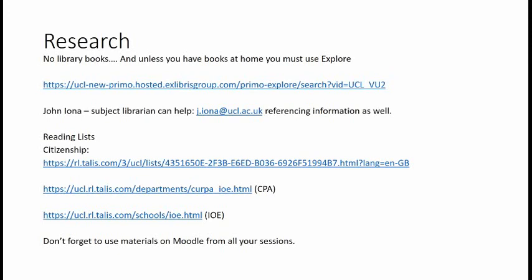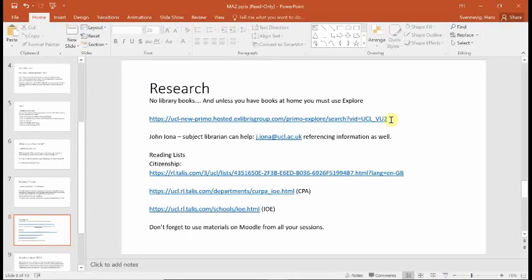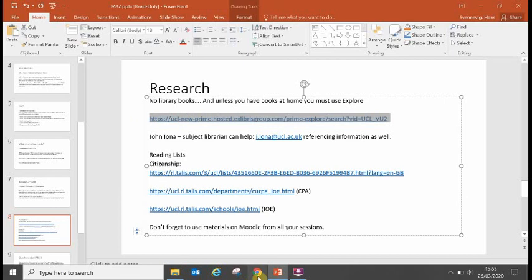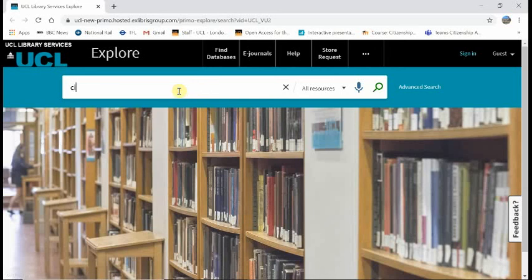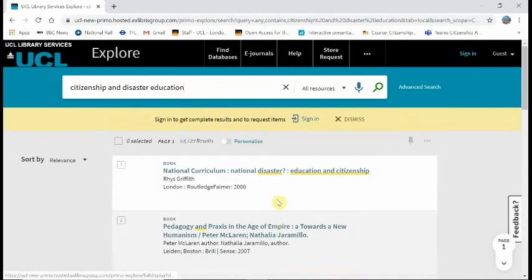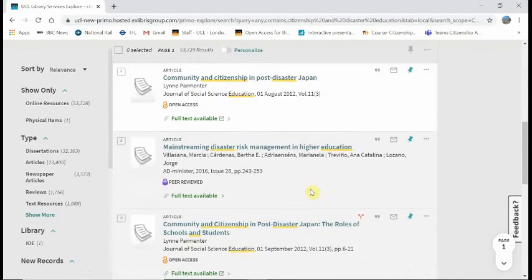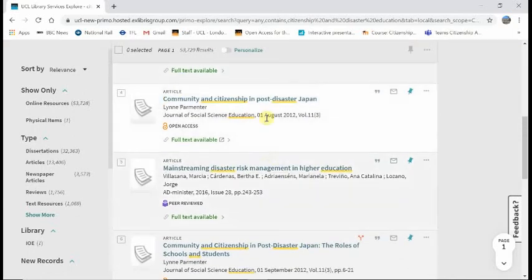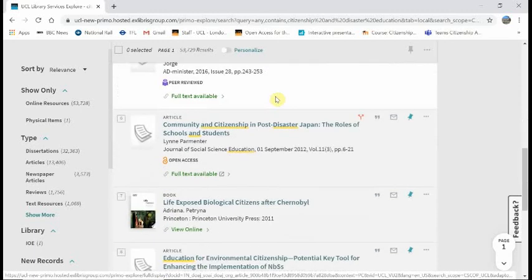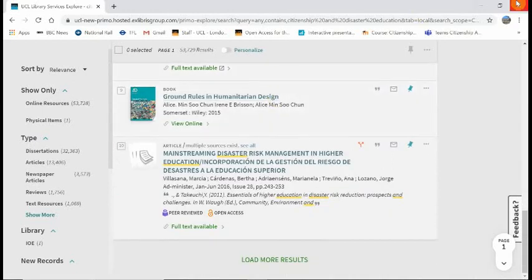Make sure that you're using Explore, the library's method of searching the library. So like this, you go to it and then you take your theme. Let's say it's citizenship and disaster education, because that's the example I used in the online session we had. And then be critical about the resources you're using. So this is 2000 and it's about the national curriculum from that period, from the first introduction of the national curriculum. So it's not really relevant in terms of that. But this article, Community and Citizenship Post-Disaster Japan, may be useful in terms of the question that you're posing. So do be really reflective and critical about those elements.